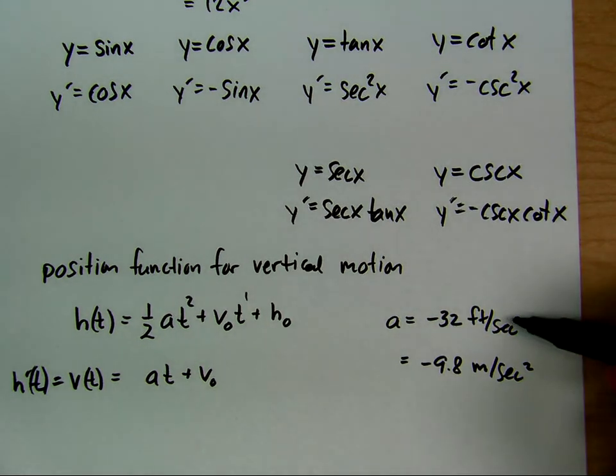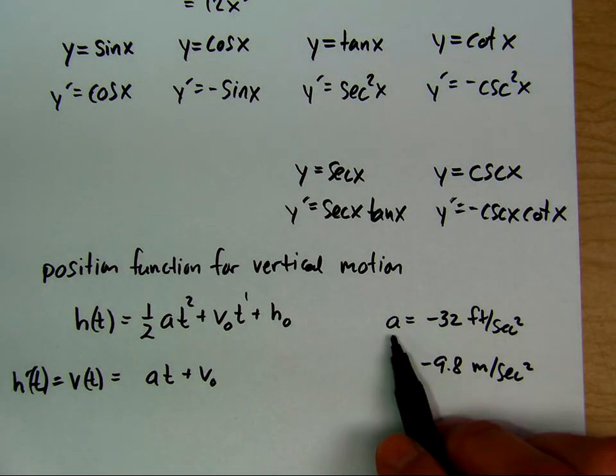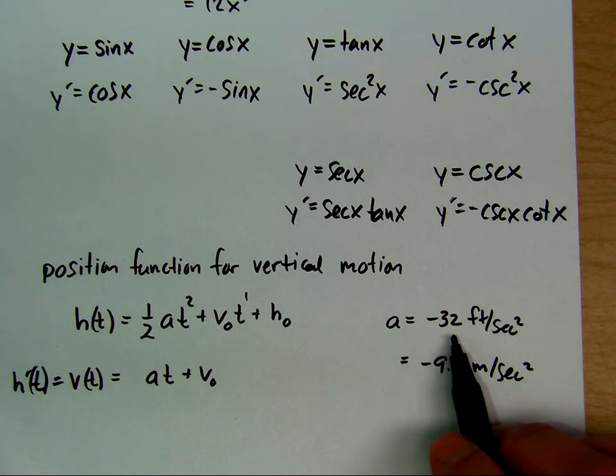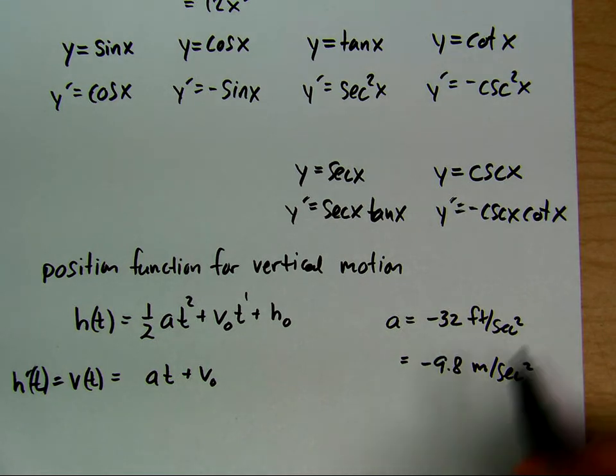We have to remember that the acceleration due to gravity on Earth is negative 32 feet per second squared, or negative 9.8 meters per second squared.